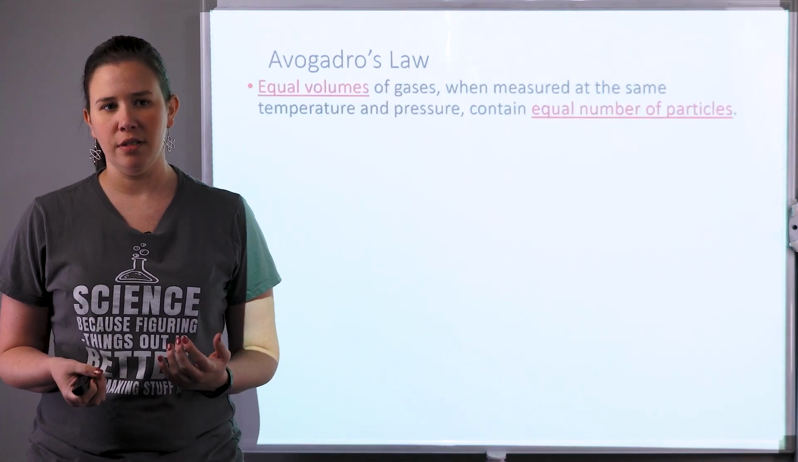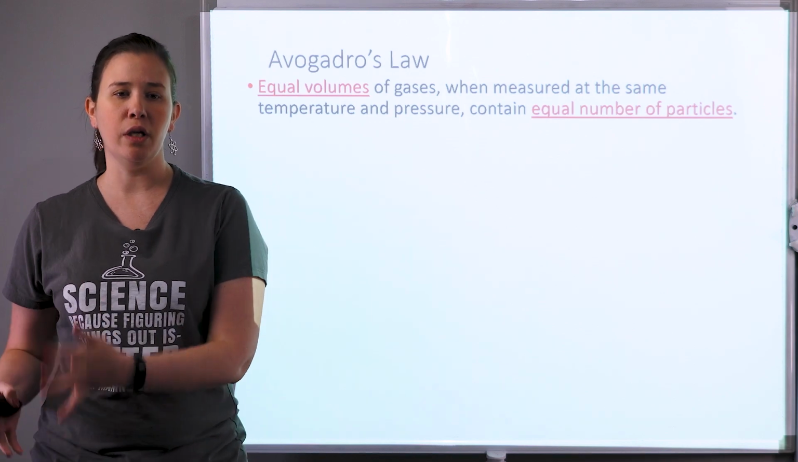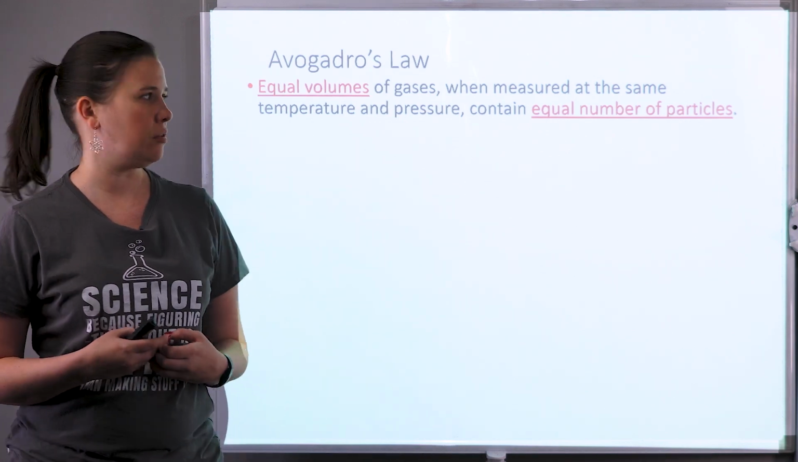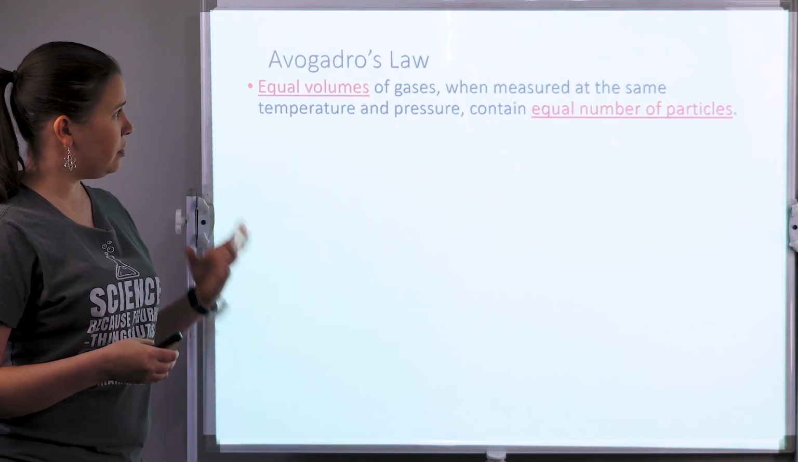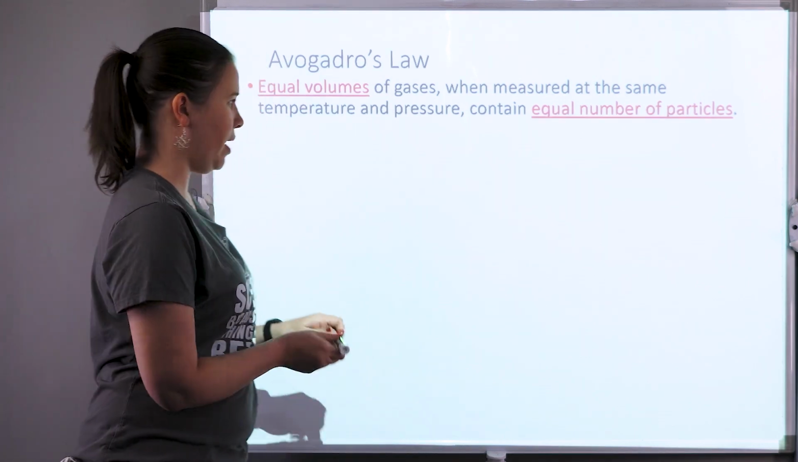Avogadro's law essentially says that equal volumes of any gas must have an equal number of particles. It doesn't actually put any numbers to that, as although we did eventually get into Avogadro's number and such, the law itself really just focuses on an equivalency between two gases.